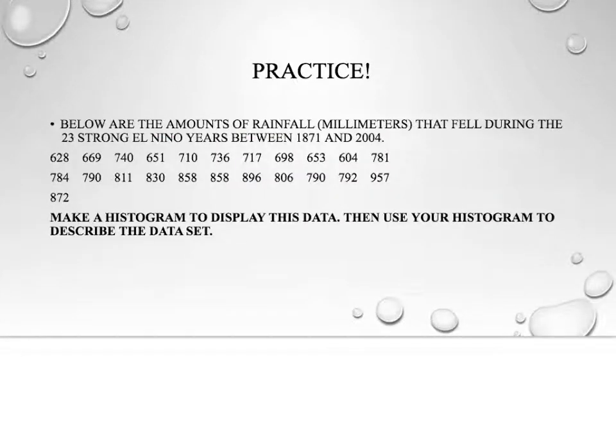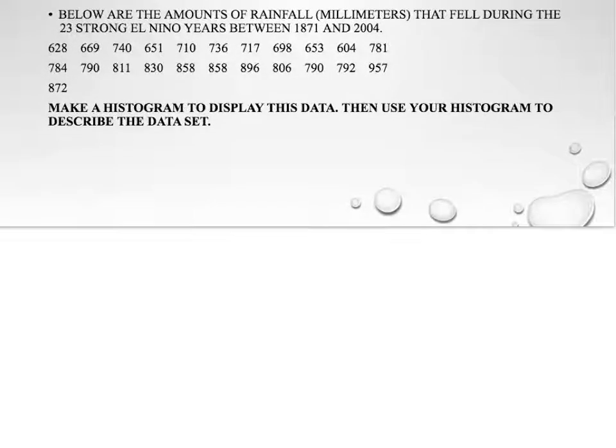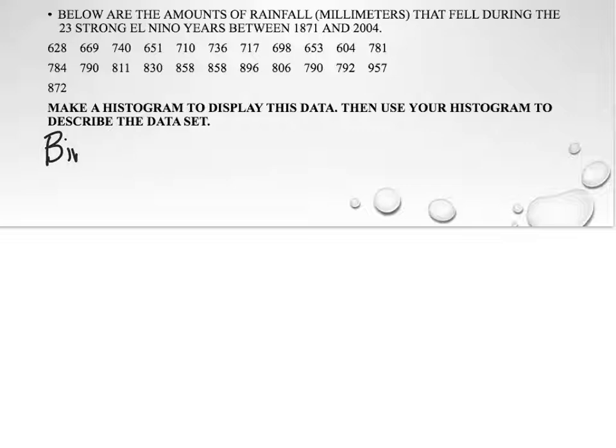So let's practice. Below are the amounts of rainfall in millimeters that fell during the 23 strong El Nino years between 1871 and 2004. We're going to make a histogram, and then we're going to use our histogram to describe our data. So even before we do our histogram, the first thing we should do is make our frequency table. Remember, our frequency table includes our bins, and it's going to include our counts.